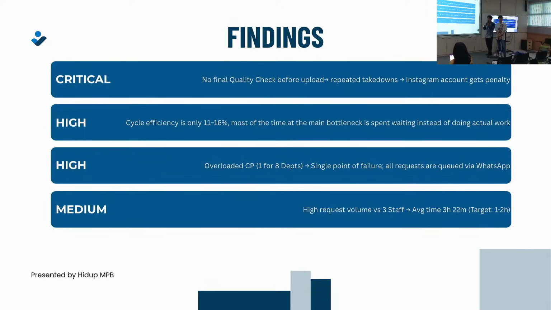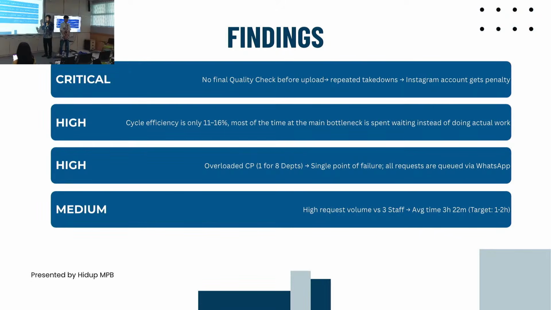And then we have four main issues in this process, and the most critical one is no quality check before upload, so the content gets taken down and the upload gets a risky penalty. The second one is that cycle efficiency is too low, and third, an overloaded contact person. One contact person handles 8 departments, and this is a single point of failure in this process.